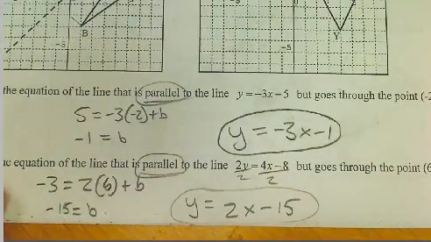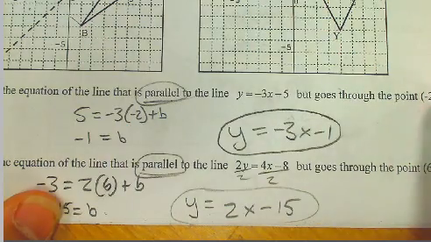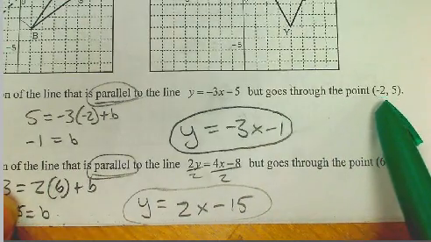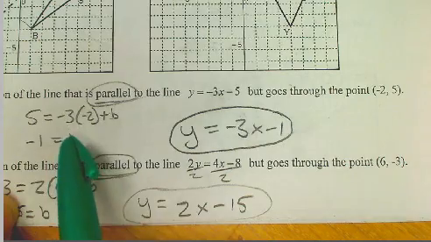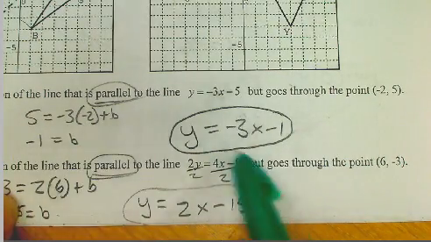Parallel means the slopes of the lines are the same. So I knew the slope would be the same. And I just have to plug in my point, my x and my y. Solve, and I get my b.